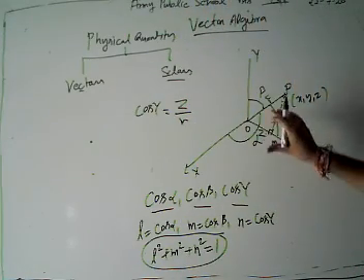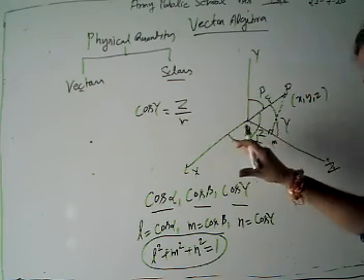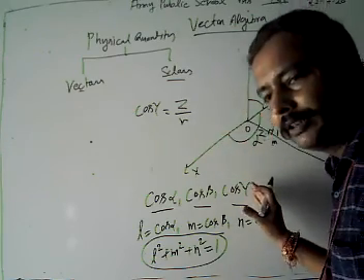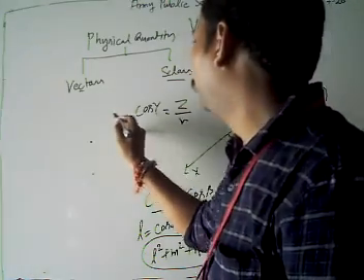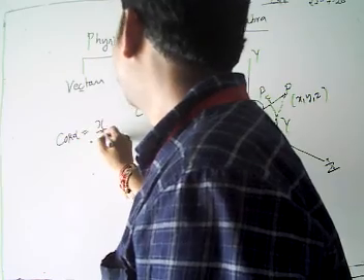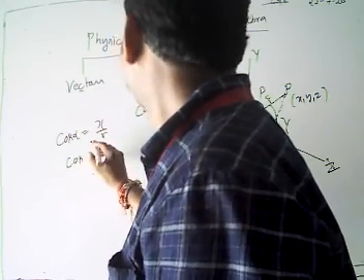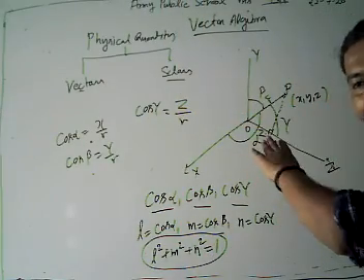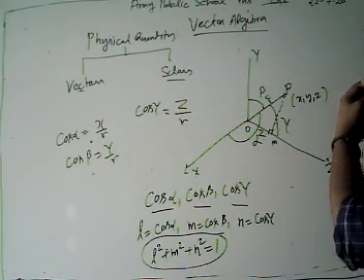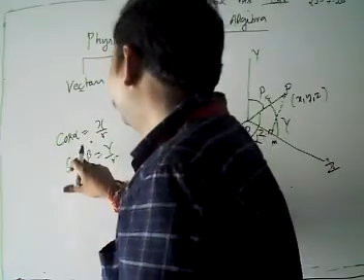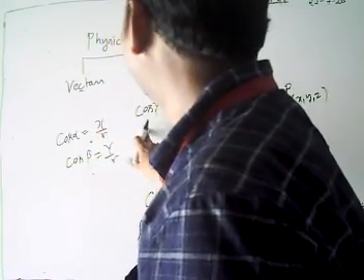In similar manner, we use our coordinate parallelepiped. Then our cos alpha is x by r, and cos beta is y by r. In similar manner, we have found cos alpha is x by r, cos beta is y by r, and cos gamma is z by r. Then we get from here the values of x, y, z.